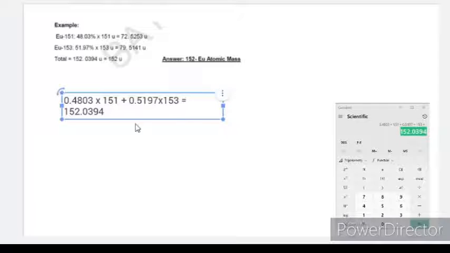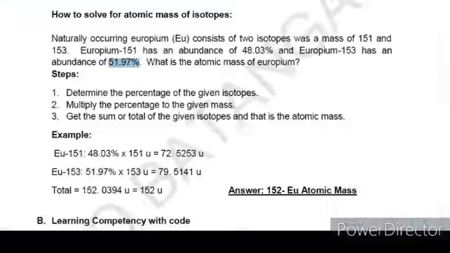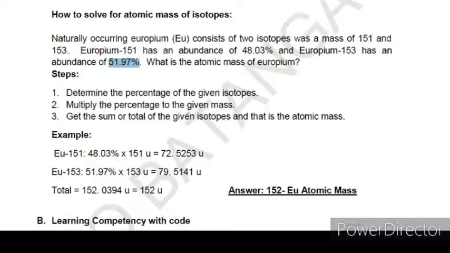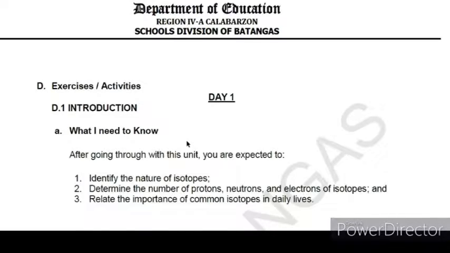That number is called the average atomic mass of europium. Okay, so that's how we solve for the average. Moving on with our examples. So this is done for the problem solving. That's just an introduction to that.